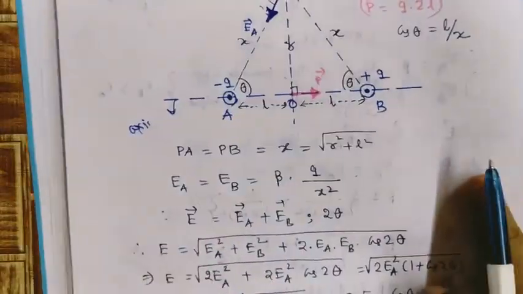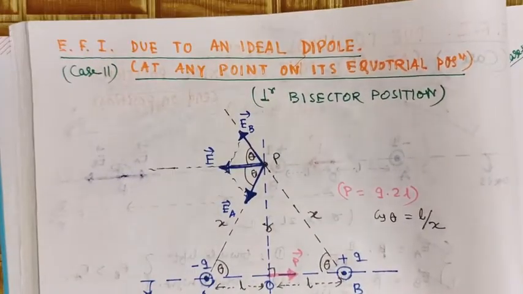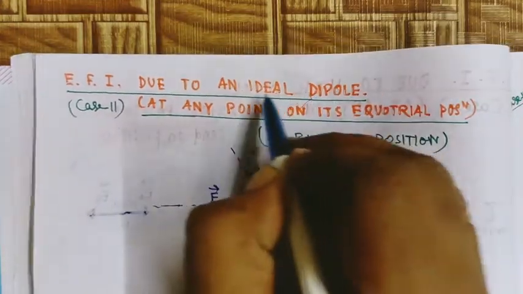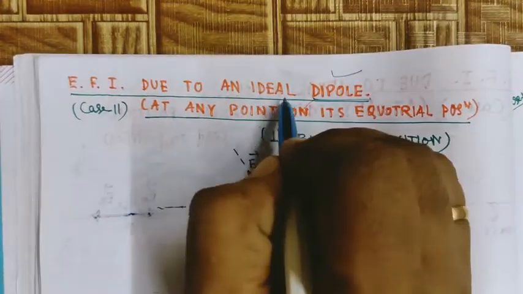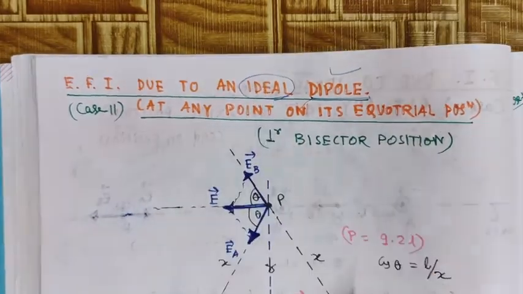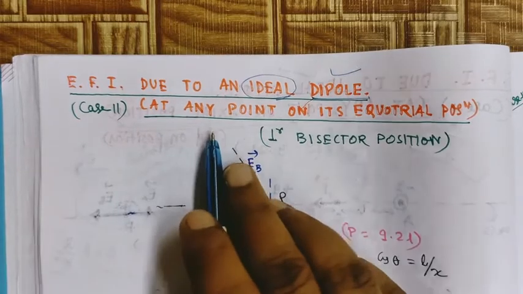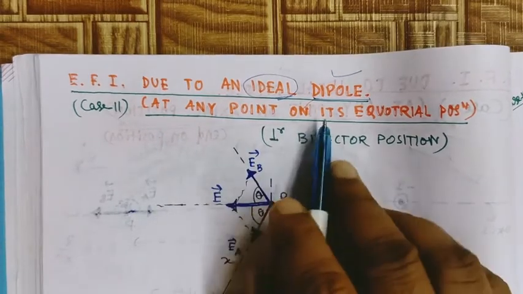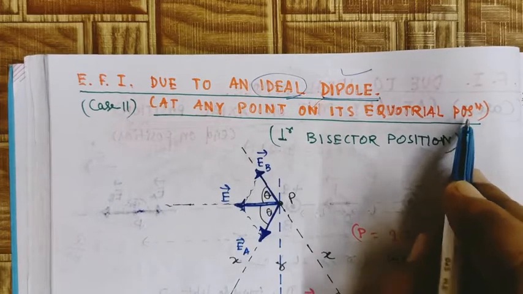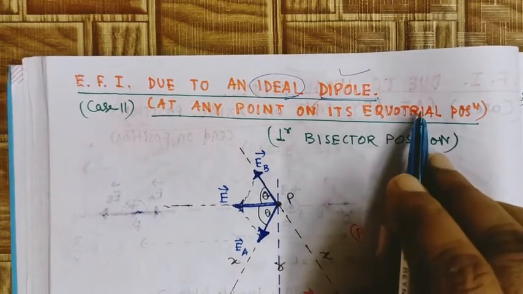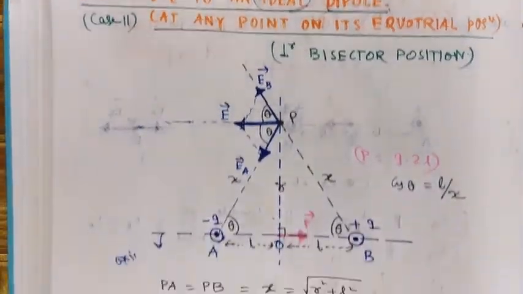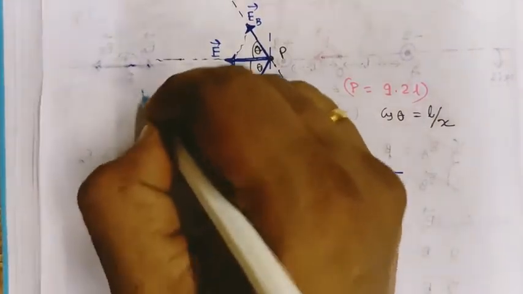Now another case for electric dipole. What is this case? Here we have to calculate the electric field intensity due to an ideal dipole. Dipole you know very clearly. Ideal means the charge is very large and the dipole length is very small. Now the question is, we have to calculate the electric field intensity at any point on its equatorial position. If you see the diagram, then you will be very clear. What is the equatorial position? Another name is the perpendicular bisector position. You see the diagram. The diagram is very important.